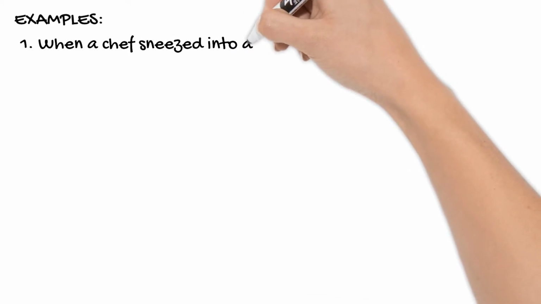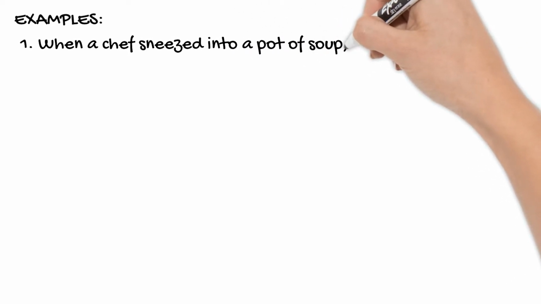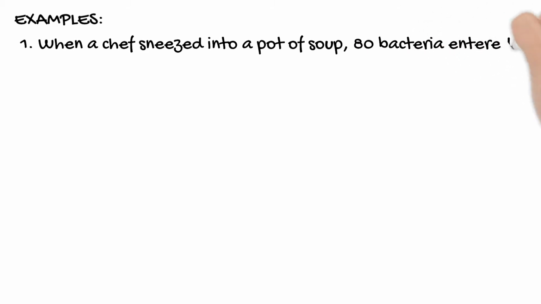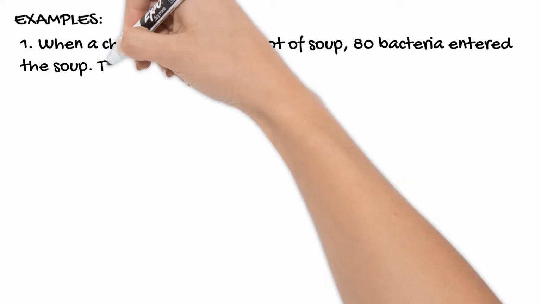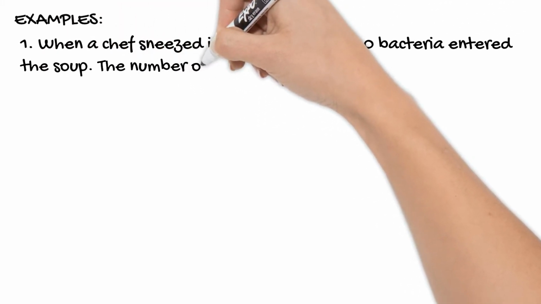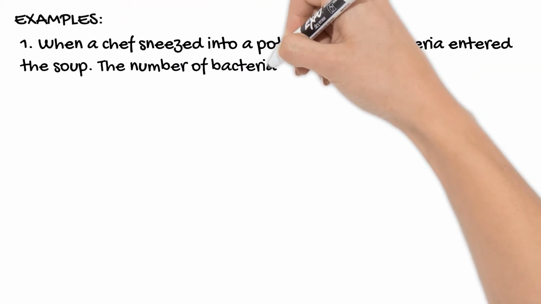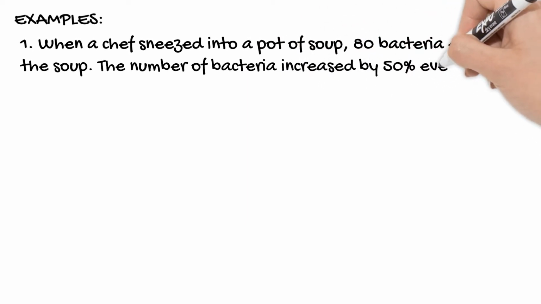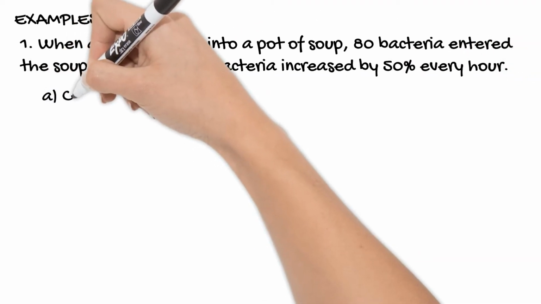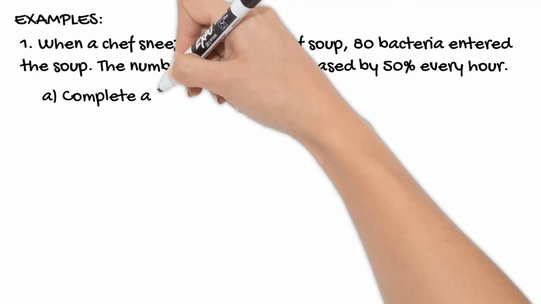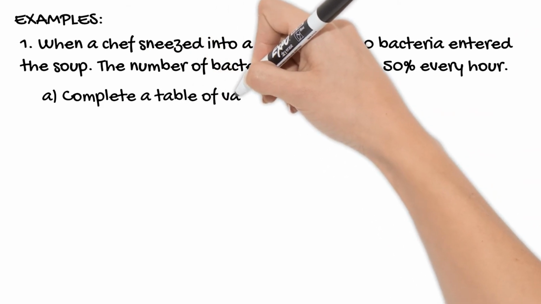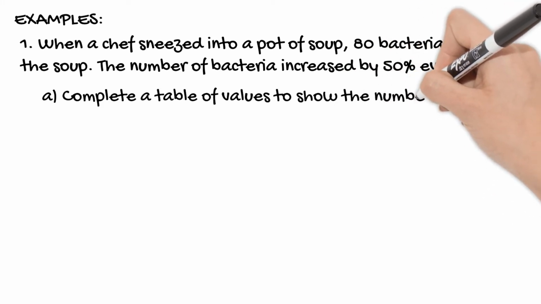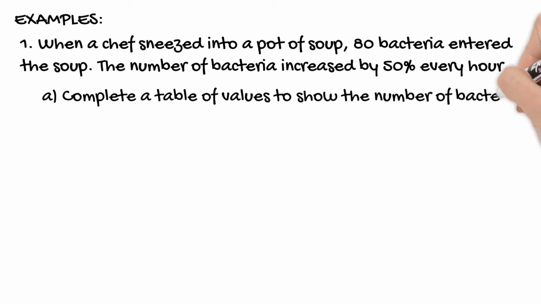So our example is when a chef sneezed into a pot of soup, 80 bacteria entered the soup. So that's initially, as soon as he sneezed. The number of bacteria increased by 50% every hour. So we need to complete a table of values to show the number of bacteria in the soup over the next 5 hours. So that means we need T, or time values, from 0 when he initially sneezed all the way up to 5. At each hour we're going to look at the number of bacteria, because each hour the number of bacteria increases by 50%.